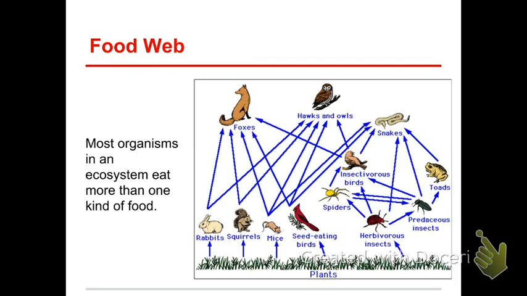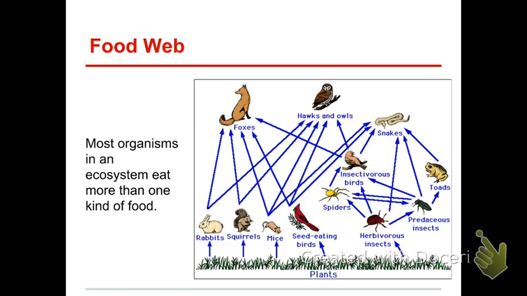Now, this is a food web. A food web is basically a bunch of food chains that are kind of interacting with each other. It gives us a better picture of what's really going on in that ecosystem. It's not just one linear pathway that energy flows. It flows in all different pathways.